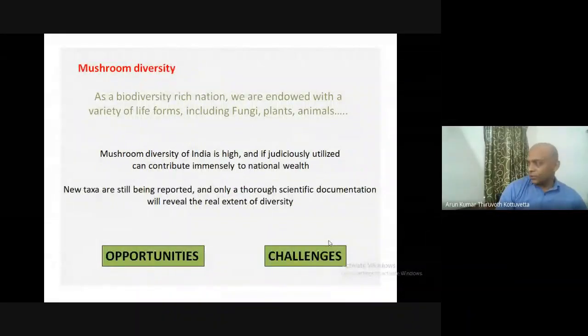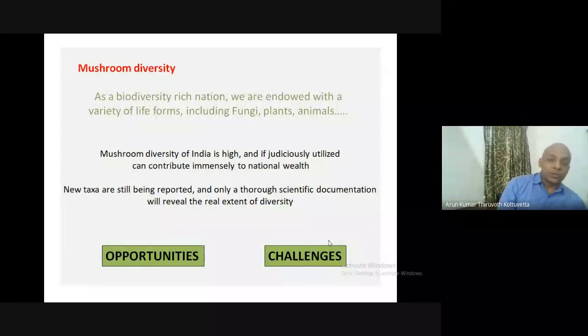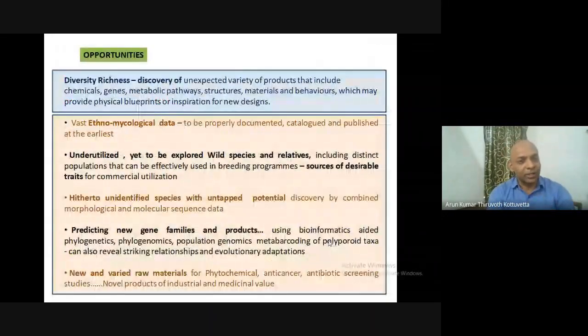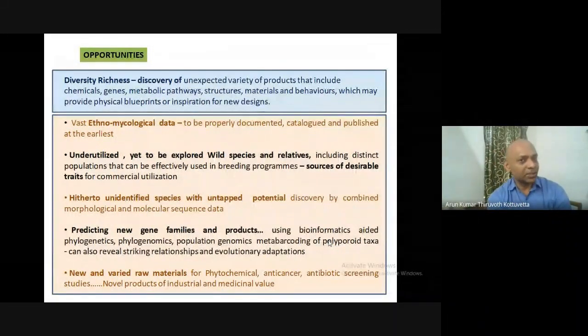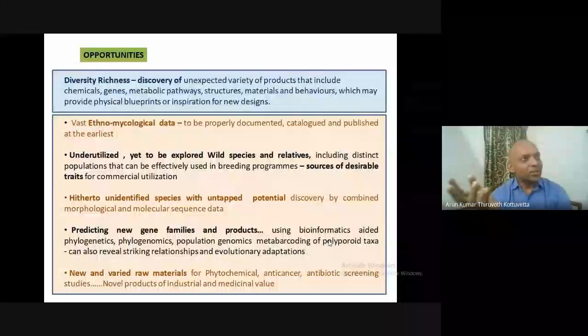So when we speak about mushroom diversity, we know that documentation is extremely important. New taxa are still being reported every month or so, and we have to have a thorough knowledge of the extent of diversity we have. So this mushroom diversity actually poses opportunities as well as challenges for us. So let's briefly see what the opportunities are. The diversity richness leads to the discovery of an unexpected variety of products that can include chemicals, genes, metabolic pathways, materials and behaviors. So these all can provide physical blueprints or inspirations for new ideas.